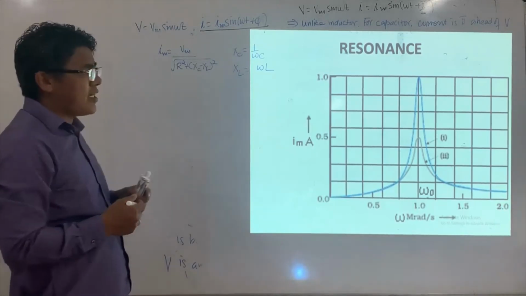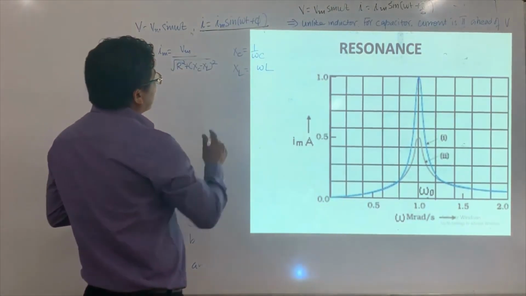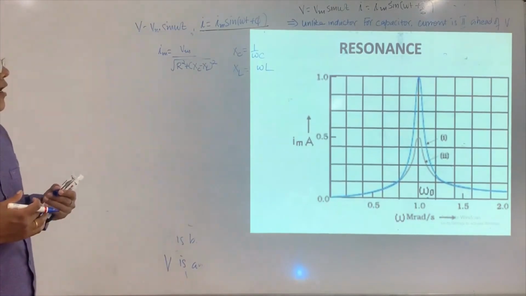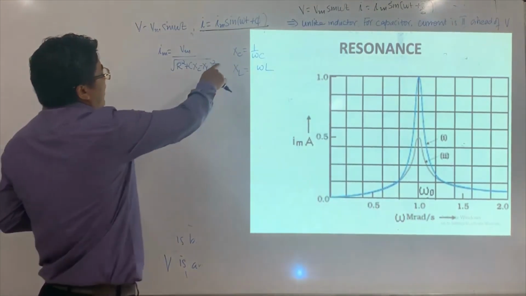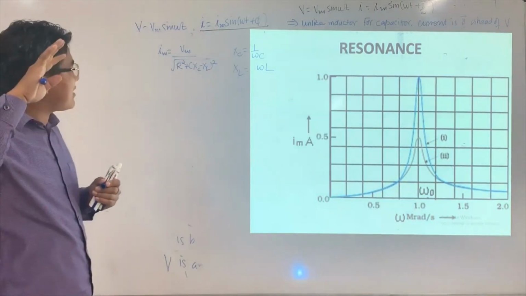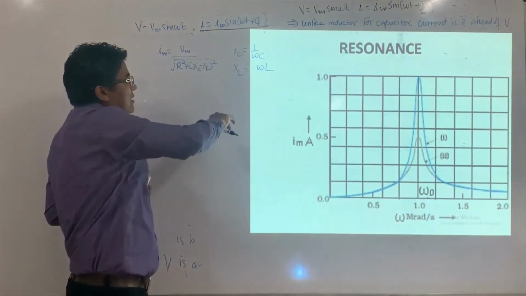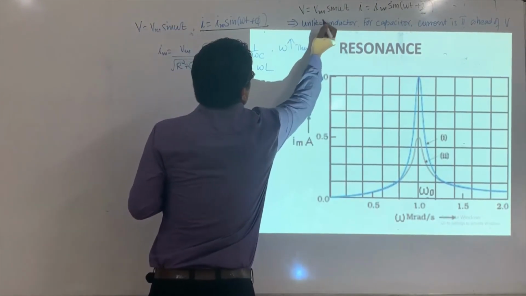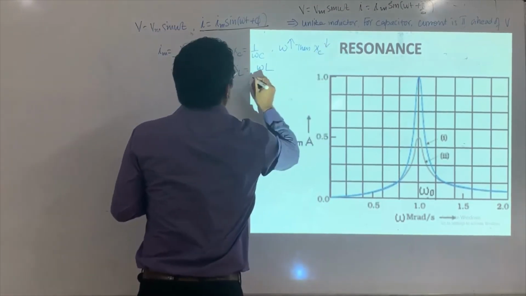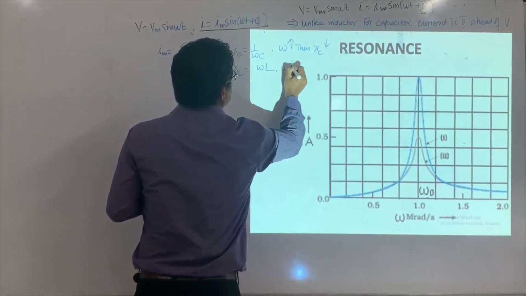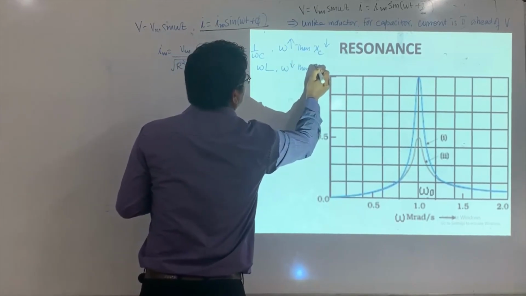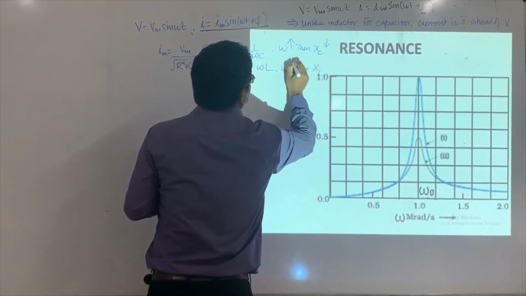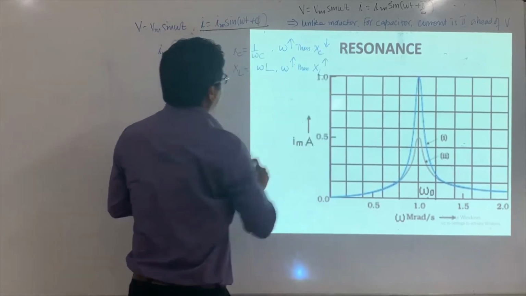When you study this carefully, both capacitive reactance and inductive reactance depend on omega, in opposite ways. In the case of capacitors, as omega increases, capacitive reactance decreases. In the case of inductors, as omega increases, XL increases.